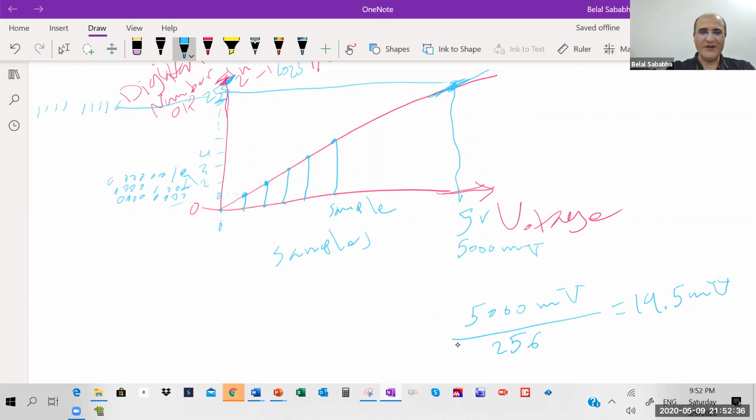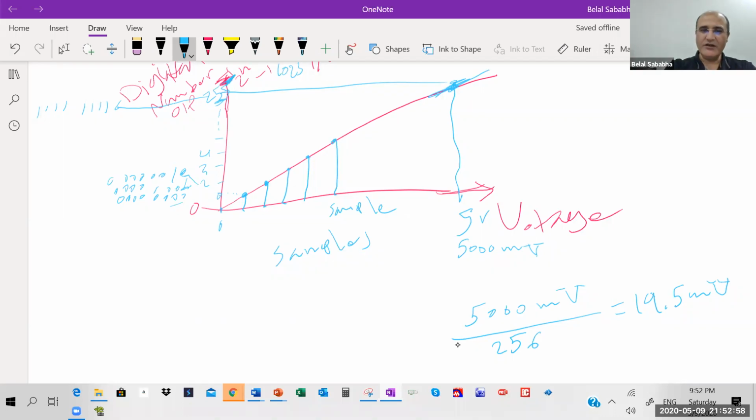So if I read that the reading was 0, then the voltage is 0. If the reading was 1, the voltage is 19.5 millivolts. If it was 2, then the voltage outside is 2 times 19.5. 4 times 19.5. Okay? What about the values in the middle? Quantization. Thank you very much.